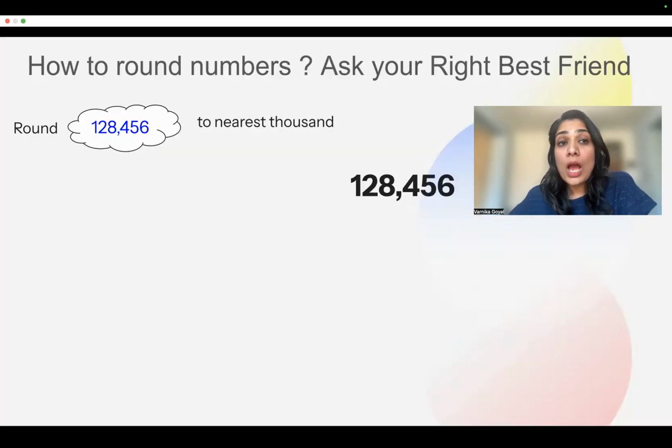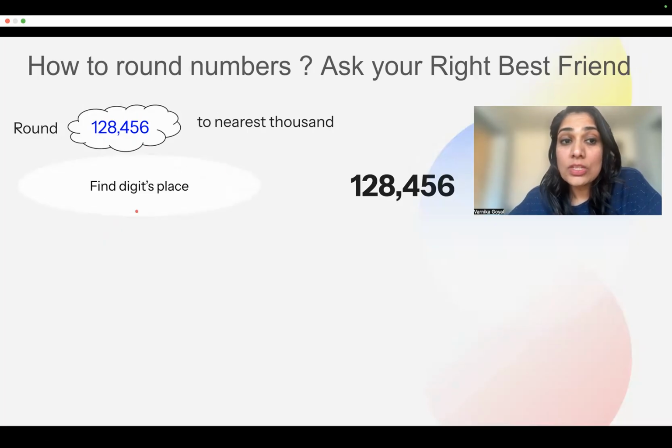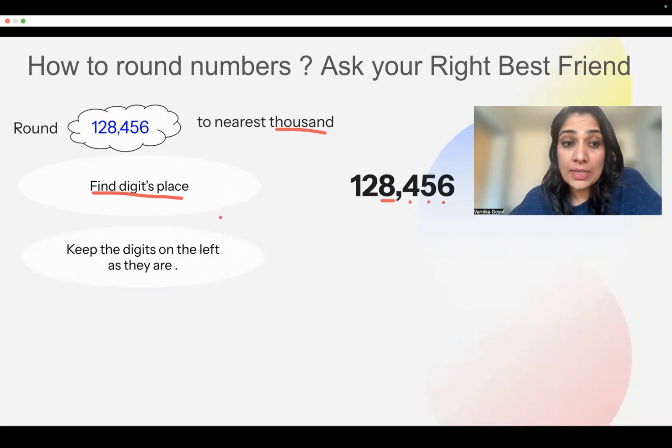So how do we round numbers? Number line, as we discussed, is one of the ways, but may take a lot of time. So let's discuss with an example of rounding to the nearest thousand. So first we go and find the target digit's place. So we want to go to thousands place. Ones, tens, hundreds, thousands. Now that we have found our digit, the next step is to keep the digits on the left as they are. So all the digits here stay as it is.